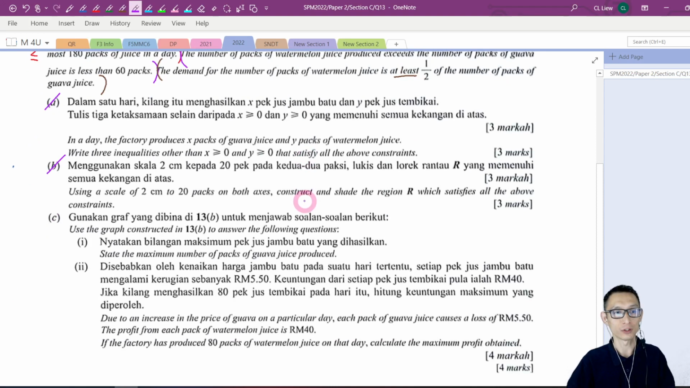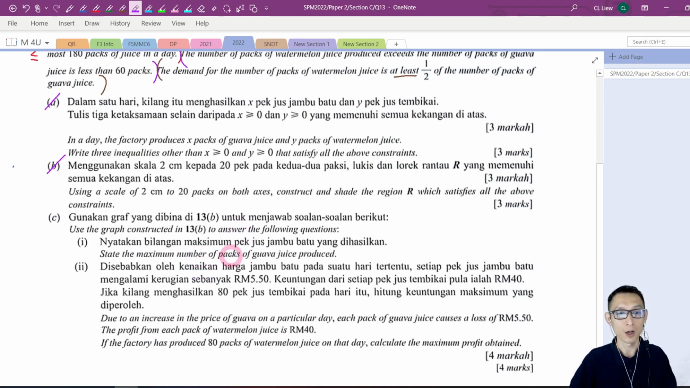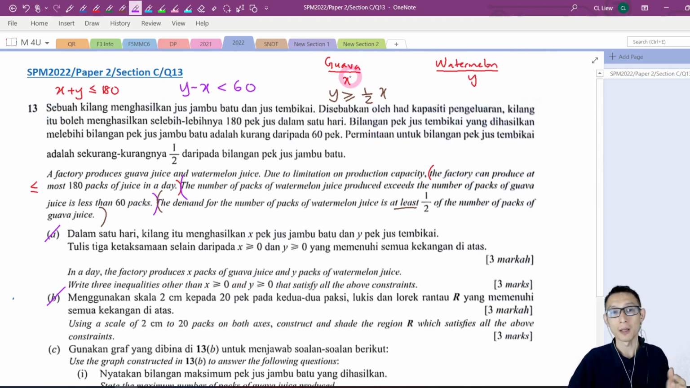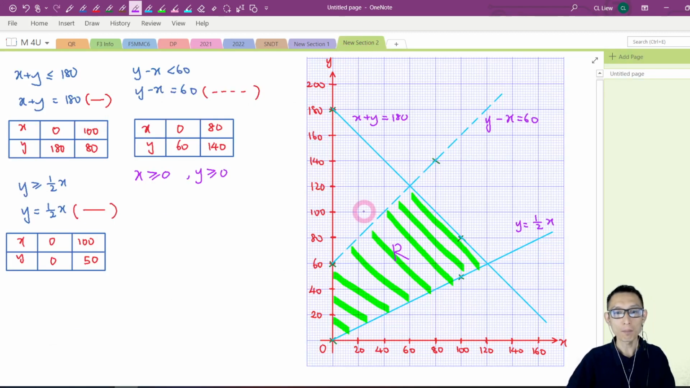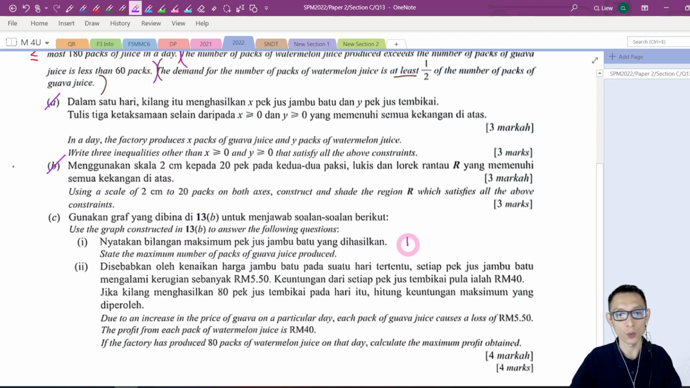Now let's go back to the question, part C. State the maximum number of packs of guagua juice. If you have written this, it's very easy. We want the maximum number of packs of guagua, which means the maximum value of x. Then go back to our graph. Look for the maximum value of x. Now look at this, our feasible region, the maximum value of x will be 120. So this one you don't have to calculate. Just get the answer directly from your graph. This is 120.